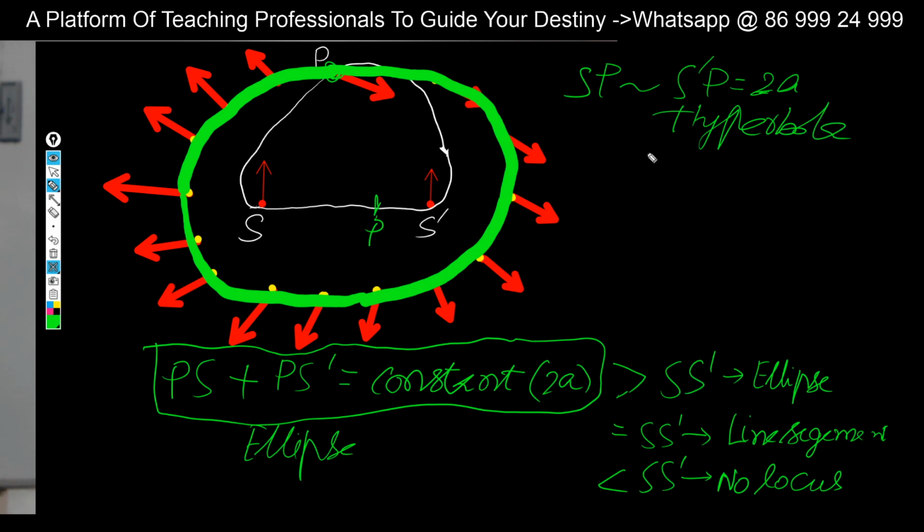This becomes a hyperbola. If 2a is less than SS dash, then it is a hyperbola. If it is greater than SS dash, there is no locus. If it is equal to SS dash, it also becomes a line segment. Like that, the properties of the locus play a major role in the entire coordinate geometry.